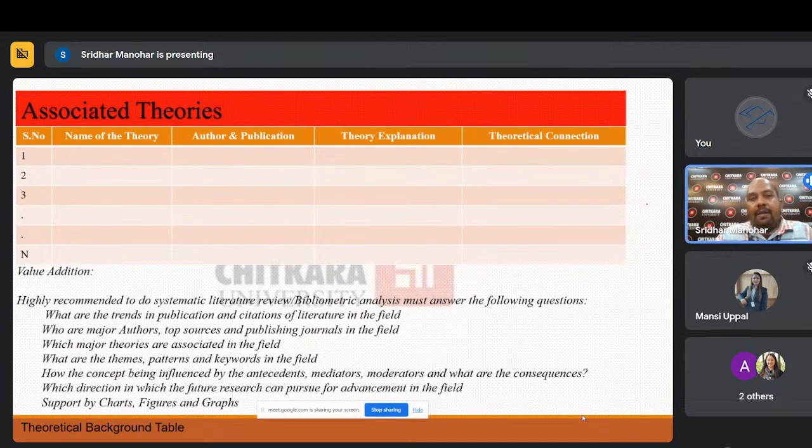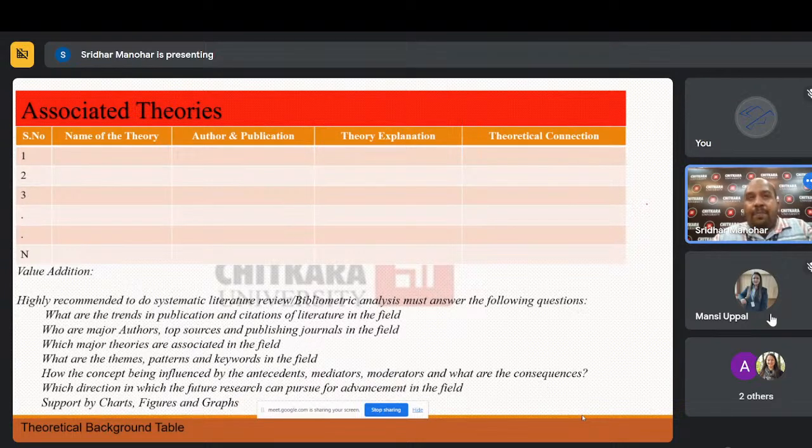And for these things, one method is a systematic literature review. A systematic literature review helps you find out the trend of literature, or the evolution of a concept over a period of time, who the top authors and publishers in that particular domain are, what kind of citation is given to each article, the number of articles published over a period of time, and the theories and theoretical connections in that particular domain.